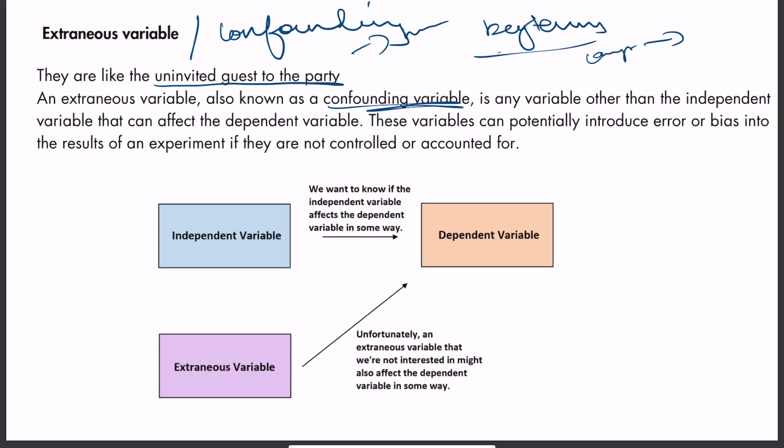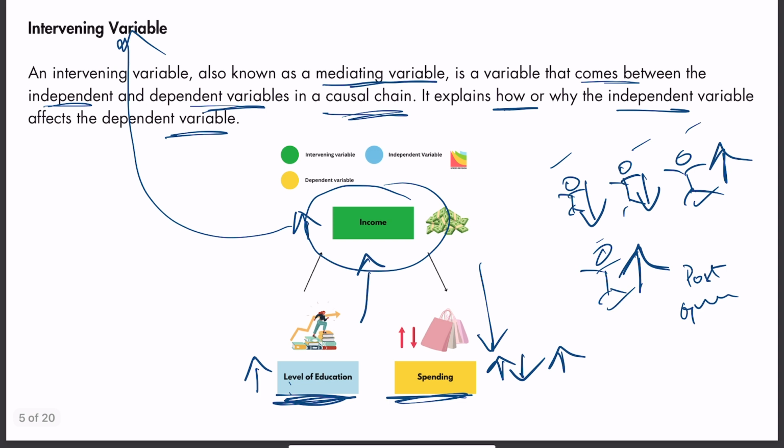So an extraneous variable, also known as confounding variable, is any variable other than the independent variable that can affect the dependent variable. And because of this very reason, we have random errors, we have systematic errors. These variables can potentially introduce error or bias into the result of an experiment if they are not controlled or accounted for. So in this particular case, an extraneous variable could be family wealth, which could offset the entire research.